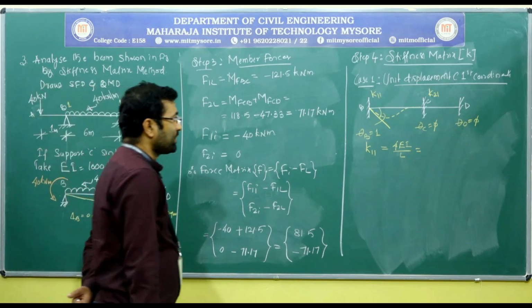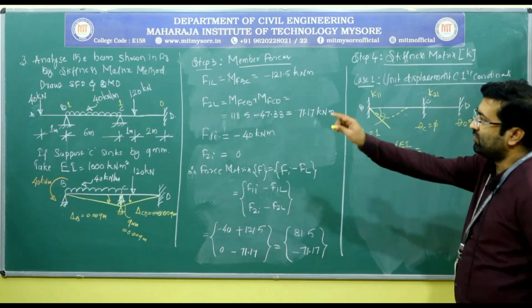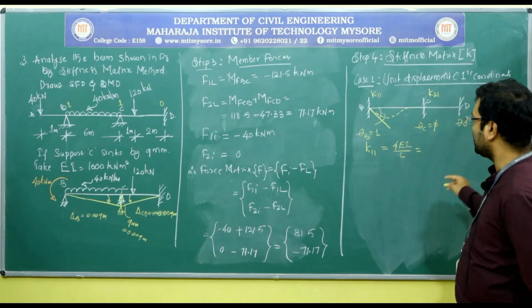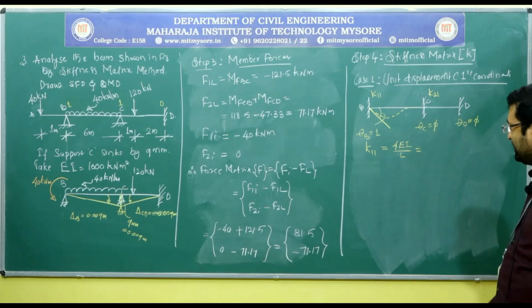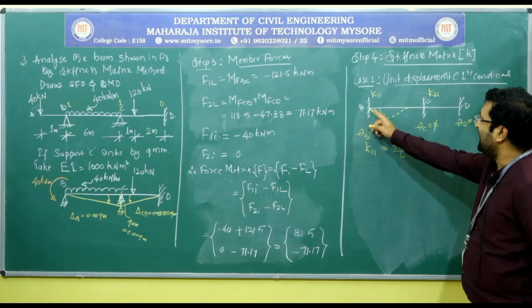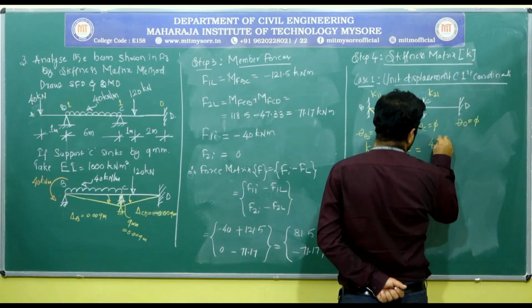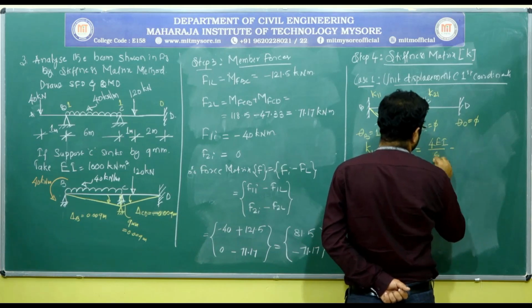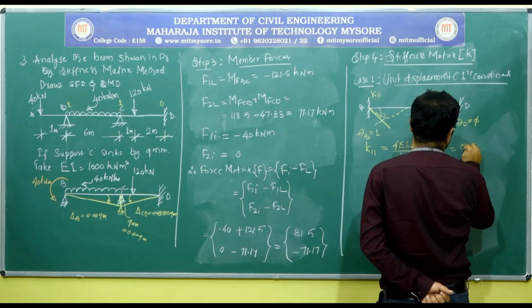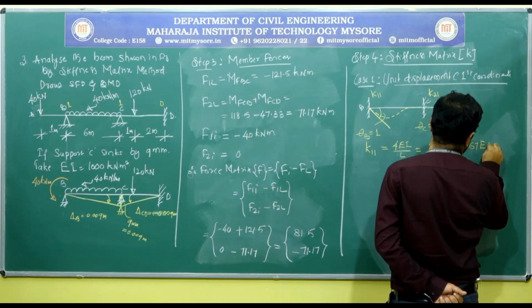Now, the EI value, here they have given some value, but I am not considering the EI value. I will keep EI as constant so that at the end they will get cancelled. The L span for BC is 6 meter. So it is 4 EI by L, L is 6 meter. So I will get 0.67 EI.